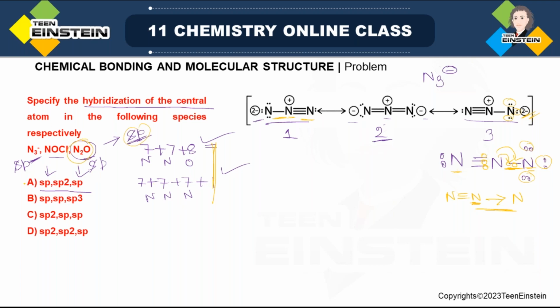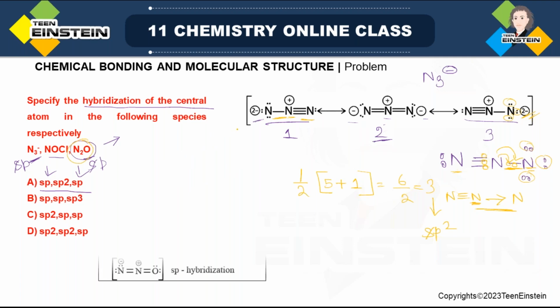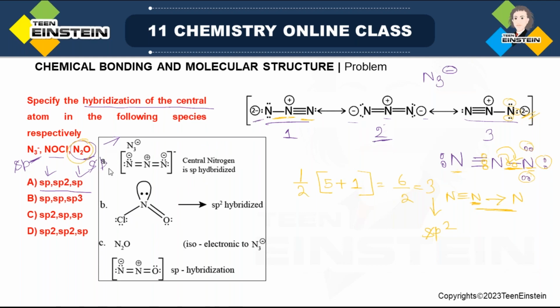What about NOCl? Though we have reached our answer, which is option A, what about NOCl? Now you can use this formula. For the valence electrons, nitrogen we consider the center, 5. The number of monovalent atoms is only 1, because we consider Cl, not oxygen. So 6 by 2, it is 3. When it is 3, the corresponding hybridization is sp2. So this also matches option A. So option A is the correct option, and all the results you can see directly here.